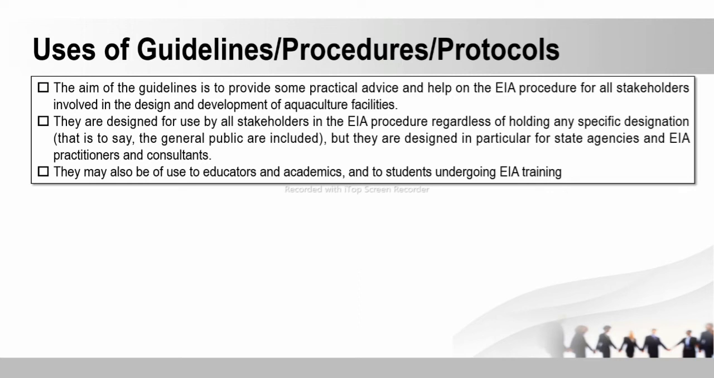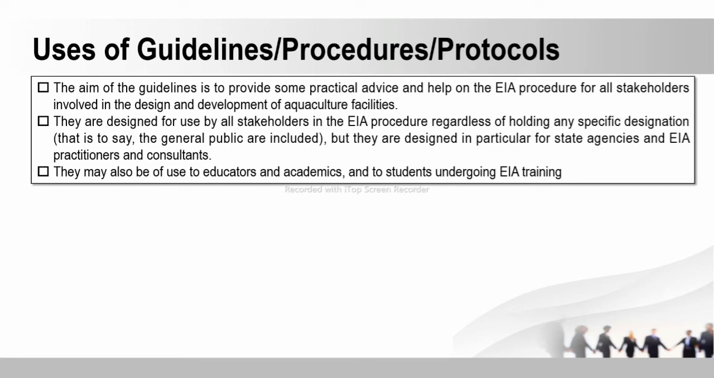Then the next use of those guidelines is that they are designed for use by all stakeholders in the EIA procedure regardless of holding any specific designation. That is to say, the general public are included, but they are designed in particular for state agencies and EIA practitioners and consultants. So those guidelines, procedures, and protocols are fixed, meaning environmental planners and environmental service providers are obliged to follow and, of course, to implement those aforementioned guidelines, protocols, and procedures.